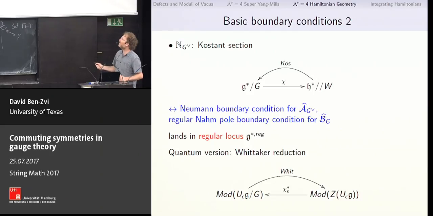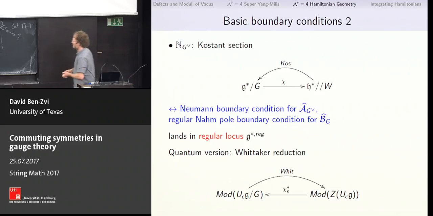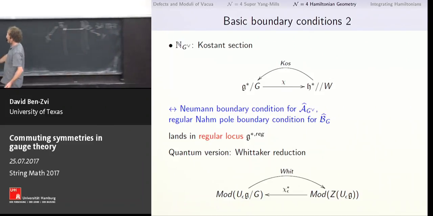Let me mention another basic boundary condition. That's the Neumann boundary condition for the dual group. But the dual group is more confusing, so let's just think on this side. The map from G dual mod G to H mod W has a beautiful section called the constant section. So there's this map, so maybe let me draw a picture here.